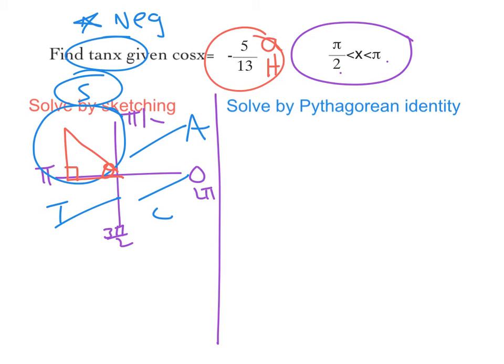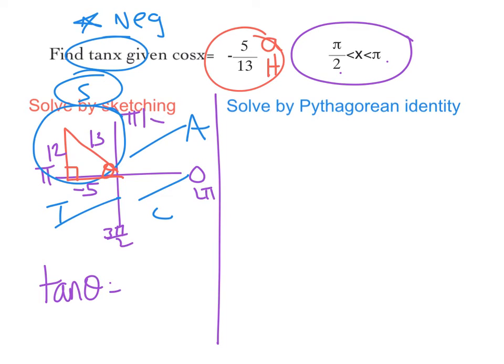So I'm going to assign that negative to the 5 on the adjacent, and the hypotenuse is always positive. A quick Pythagorean theorem to get the missing side. Again, this is a triple if you know it. That's great. If you don't, use Pythagorean theorem, and I get a 12. Now it just says, what's the value of tangent?